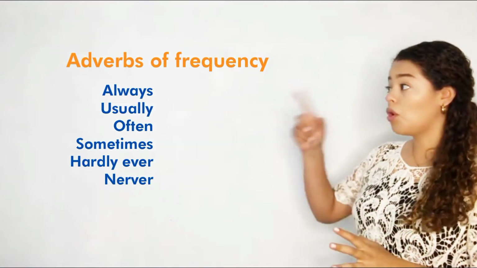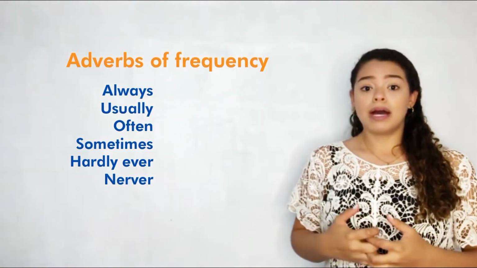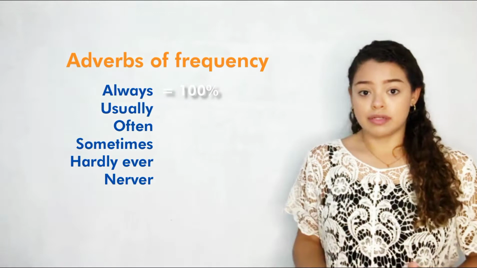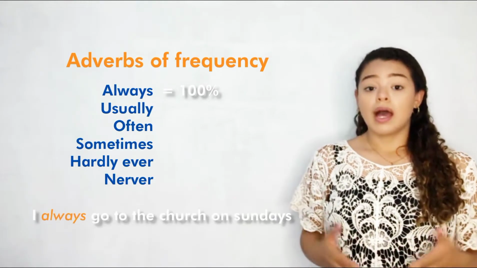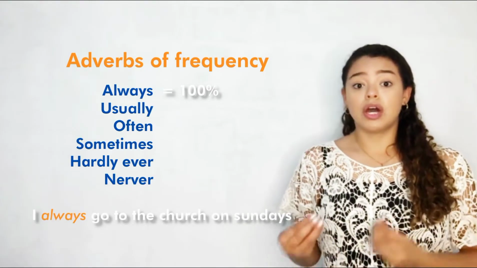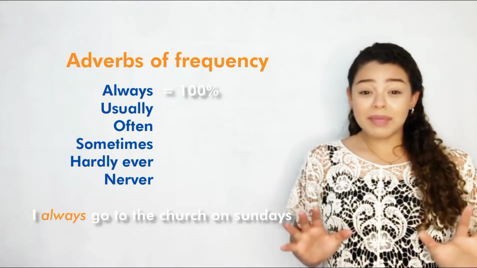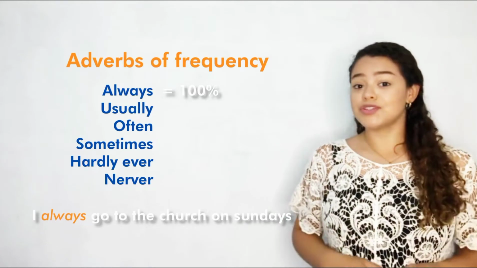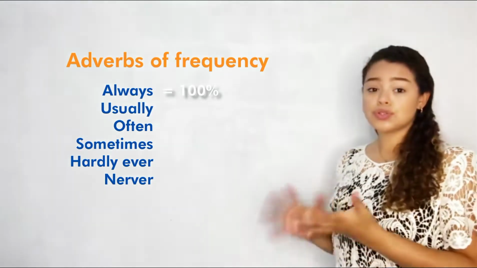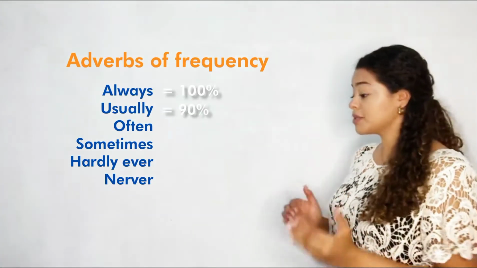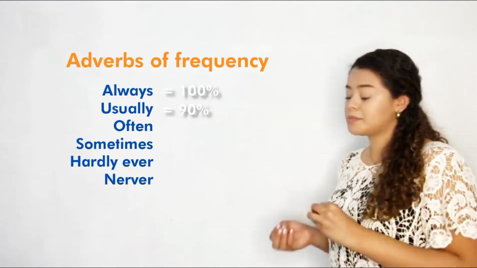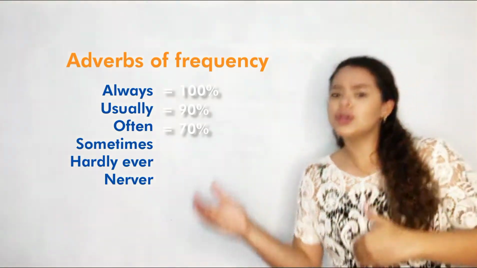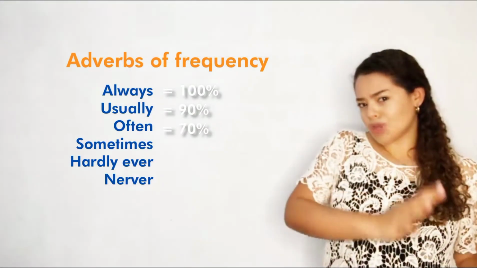So you use always to talk about something that the frequency is 100%. So for example, I always go to church on Sundays. You don't miss a Sunday. So every single Sunday you go to church. Then usually could be a 90%. Often it's more of a 70%. So it's more like you do it more than you don't.